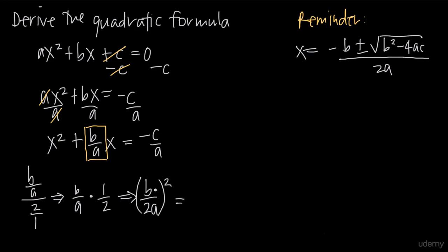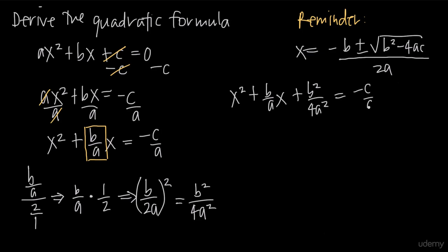So when we square this, we're going to get b times b, which is going to be b squared, and in the denominator, we're going to get 2a times 2a, which is going to be 4a squared. So this is the value we want to add to the left-hand side. So we're going to get x squared plus b over a times x plus b squared over 4a squared. And because we added it to the left-hand side, in order to keep the equation balanced, we also have to add it to the right-hand side, and we'll get plus b squared over 4a squared.